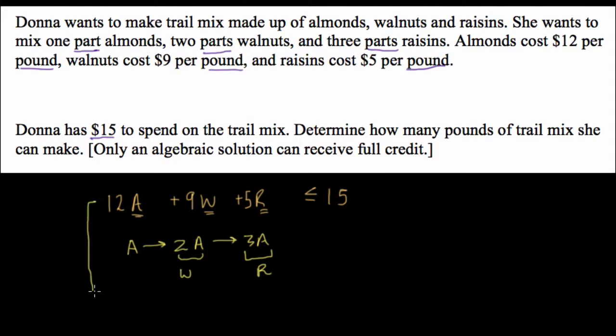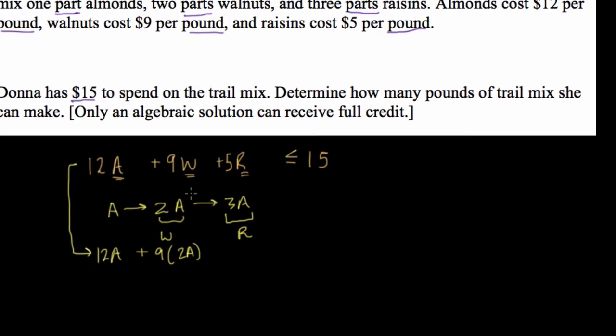So here, in the inequality, 12 times A, instead of 9W, we can write 9 times 2A, because here, W is the same thing as twice A. Why? Because whatever amount of pounds we have for the walnuts, it's twice the amount of pounds of almonds.